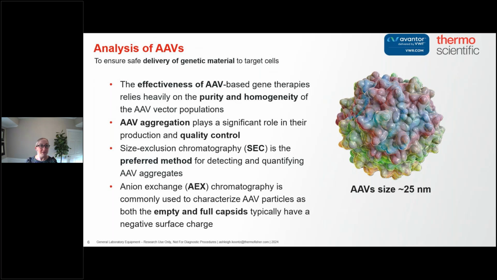And size-exclusion chromatography is a great way to look at the aggregation of AAV serotypes. And then we're also going to look into anion exchange chromatography that can be used alongside other orthogonal methods to characterize particles that are empty and full.